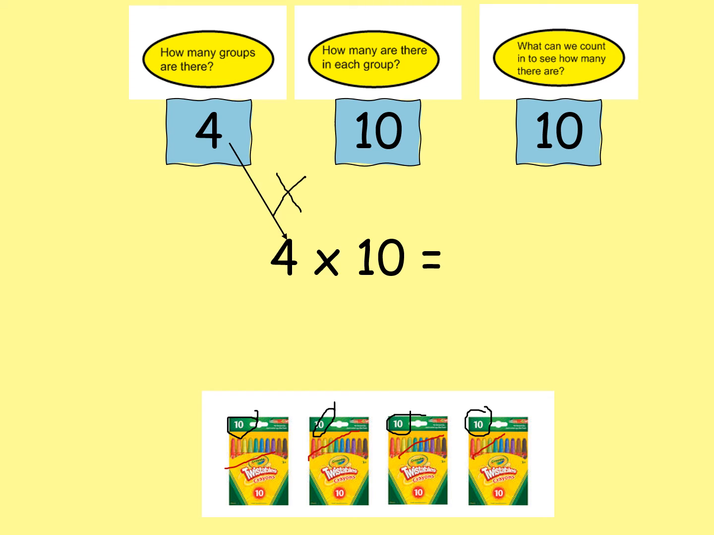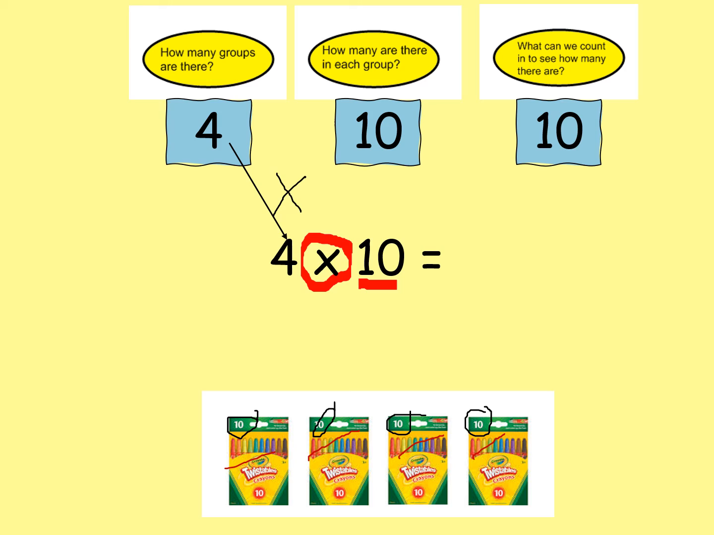Now, because there's 4 groups, we write the 4. This means groups of. We've got 4 groups of 10, because there's 10 in each. 4 groups of 10. Now, I'll put that down there. Right, now, what could we do now to find out how many there are altogether? What could we do? You're right, children. We could count in our 10s. We could count in our 10s.